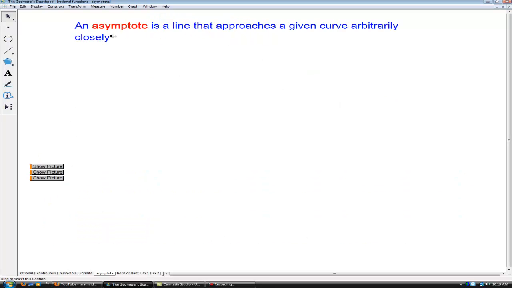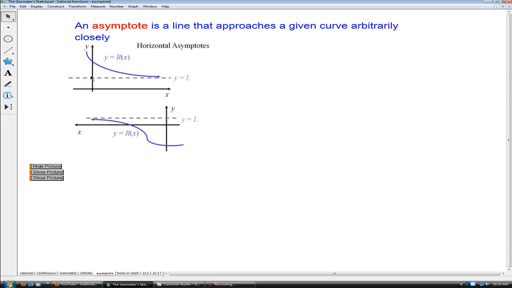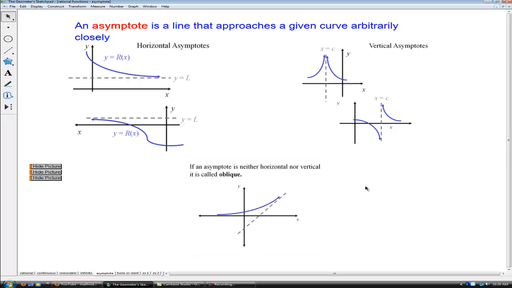Now, not every asymptote is a result of undefined domain values. There are other kinds of asymptotes, horizontal. So in this case, the graph would approach but not reach this horizontal line. Vertical asymptotes we mentioned on the previous slide. And a third type of asymptote is called a slant asymptote. Some textbooks will refer to this as an oblique asymptote.